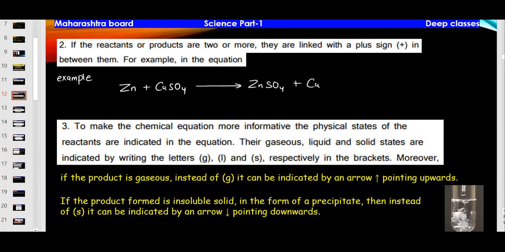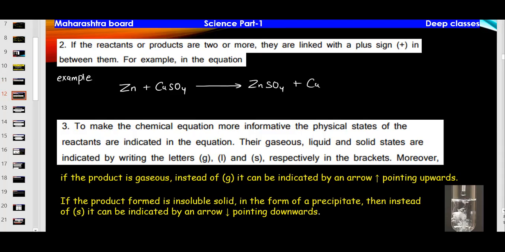So here also the products are 2. When there are two products, we will show the link between them with a plus sign in between them. We will never show a negative sign here. It will always be a plus sign. Okay, plus sign means what? We are adding or we are getting something extra. So zinc dust, when it is mixed with the copper sulfate solution, we get zinc sulfate and we also get copper.